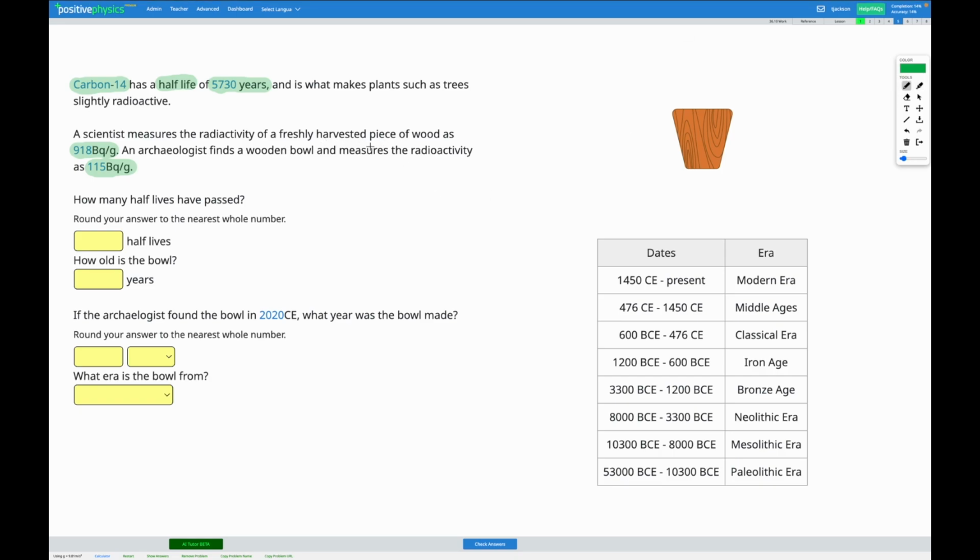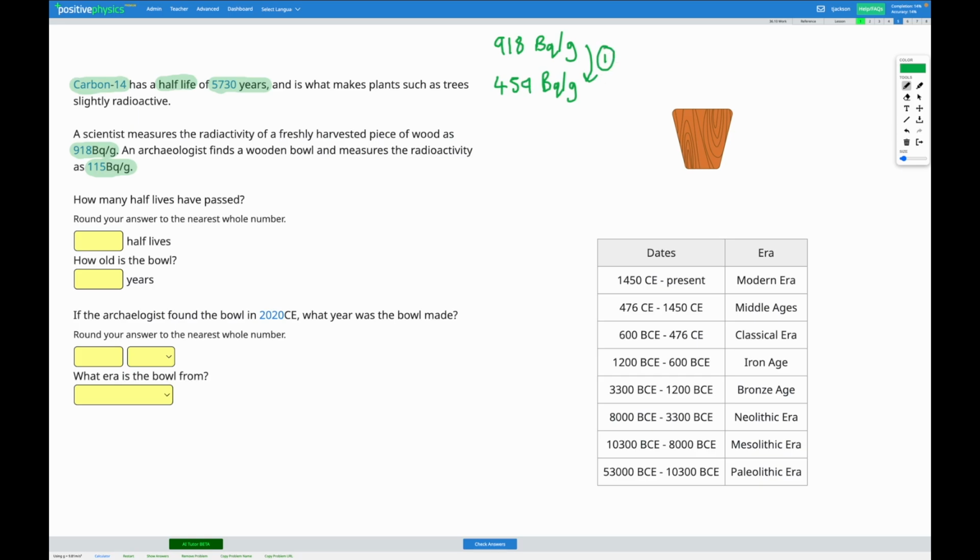So we know a freshly harvested piece of wood has a radioactivity of 918 becquerels per gram. After one half-life has passed, the radioactivity is going to halve. So it was 918. 918 divided by 2 is 459 becquerels per gram. So after one half-life, it's 459.